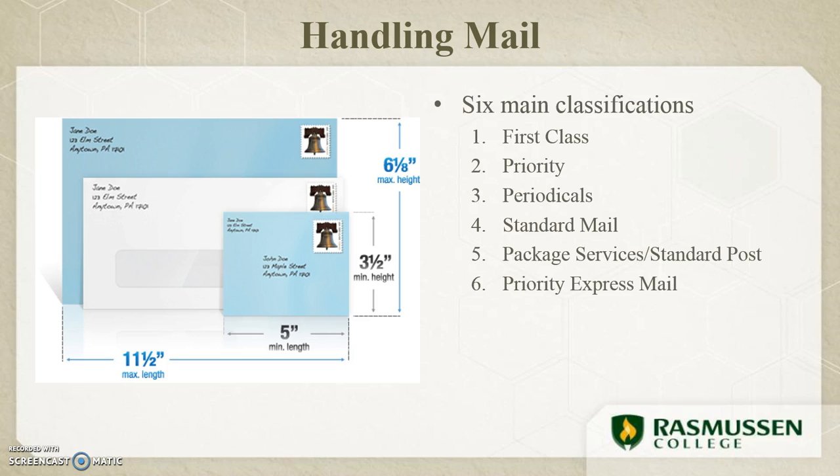Package services and standard posts are merchandise, catalogs, printed material, or computer media. And the last type is priority express mail. This is typically available 7 days a week, and the mail that is sent with express mail is up to 70 pounds in weight and 108 inches around. And that would be received, again, within that 1 to 3 business days.